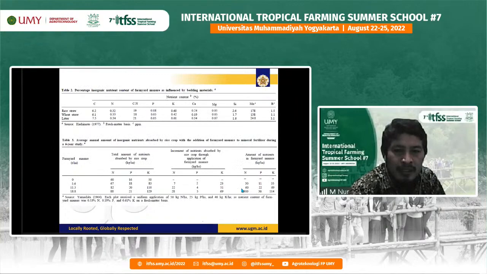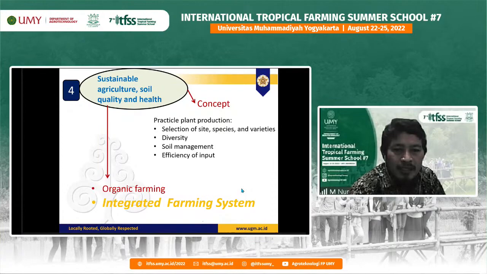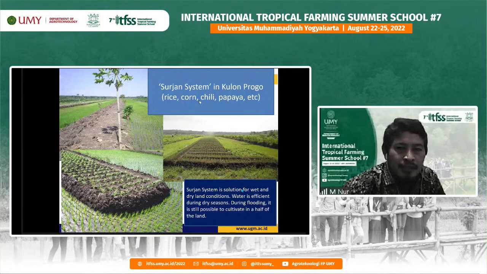Next is the integrated farming system. There are many kinds of integrated farming systems in Indonesia. For example, this one is the surjan system, as Ms. Nani explained. The surjan system is a solution for wet and dry land conditions.